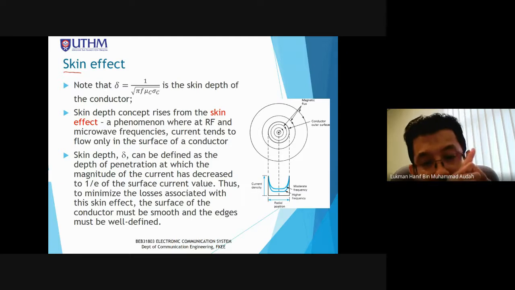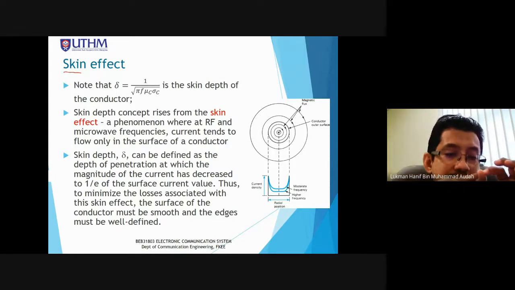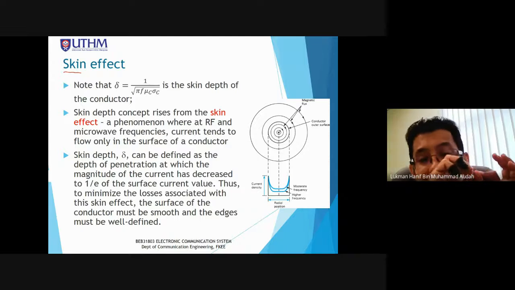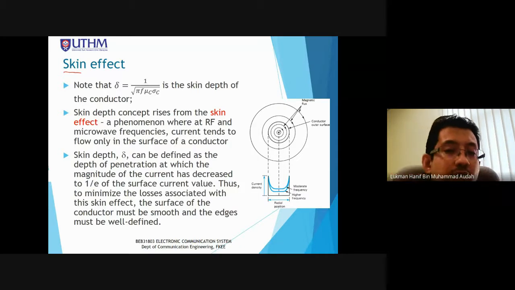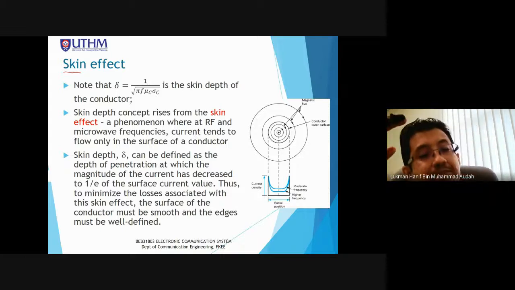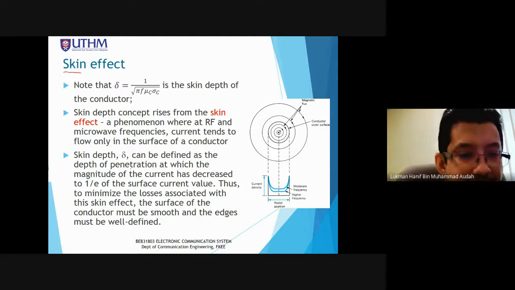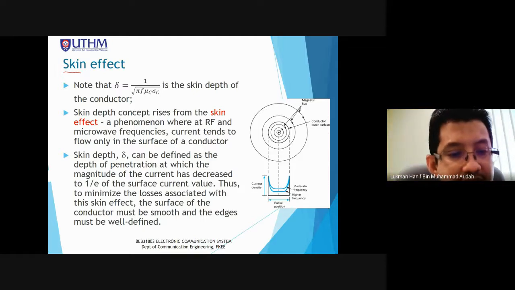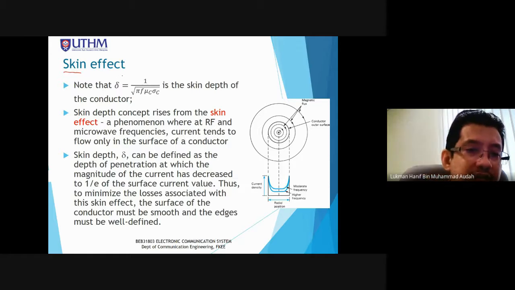Ini pada frekuensi yang rendah, because we expect that the wave travel at the core of the conductor. Kita pada konsepnya menganggap gelombang itu bergerak pada core of the conductor. Tetapi pada frekuensi yang tinggi, berlakulah skin effect yang mana gelombang itu seolah-olah bergerak pada permukaan conductor. Okay. So the skin depth delta can be defined as the depth of penetration at which the magnitude of the current has decreased to 1 over exponent of the surface current value. So ini tidak perlu hafal, jangan hafal.